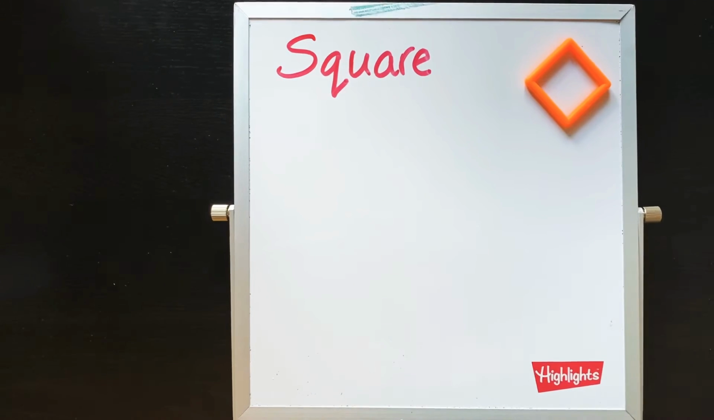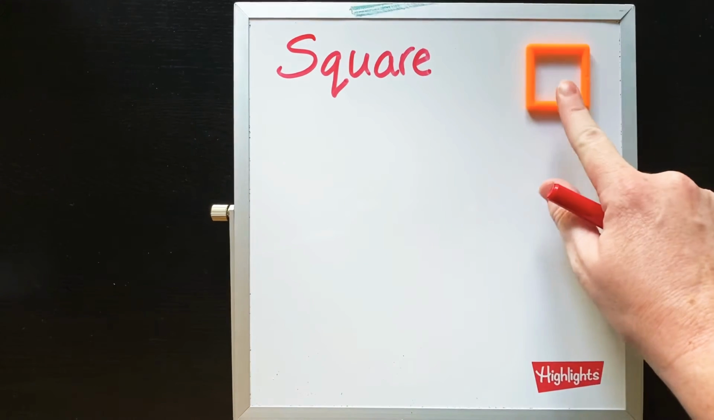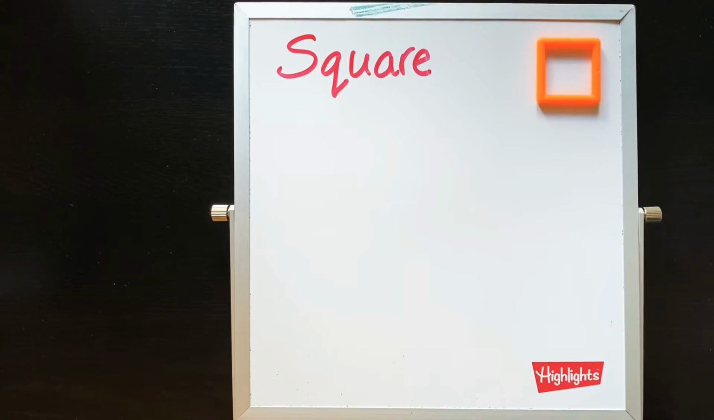Hi, kindergarten. Today's lesson is about learning about squares. So here I have a square, and it's a type of rectangle. So rectangle is really the shape you want to memorize because you're going to see rectangles a lot more often in the world around us than you will see squares.